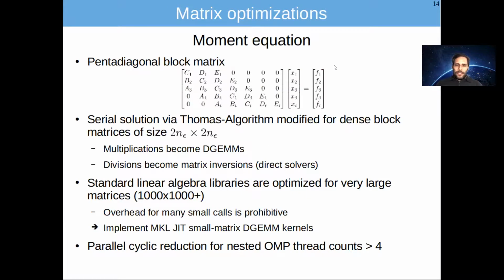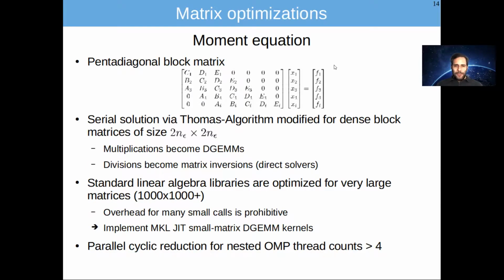A similar problem structure is seen in the moment equation, in which pentadiagonal and block matrices need to be solved. In these matrices, each of the band elements is itself a 2Ne by 2Ne matrix, as the neutrino species and energies are now fully coupled. This means that all scalar multiplications become a GEMM operation, and the division becomes a matrix inversion. The problem we have is that standard linear algebra libraries are optimized for very large matrices, more than 1,000 by 1,000 in size, which makes the overhead for small matrices quite measurable.